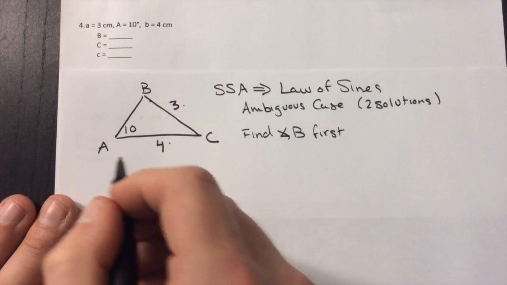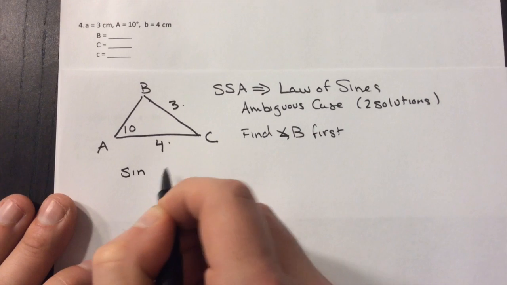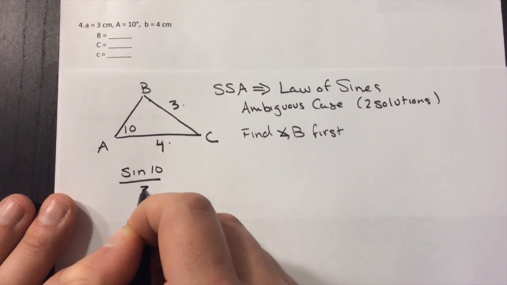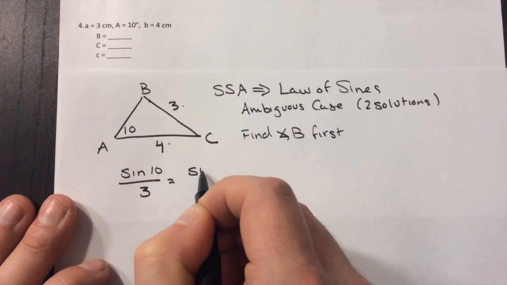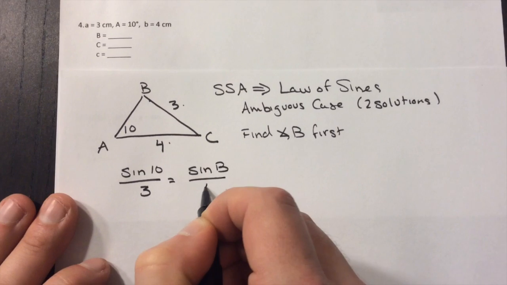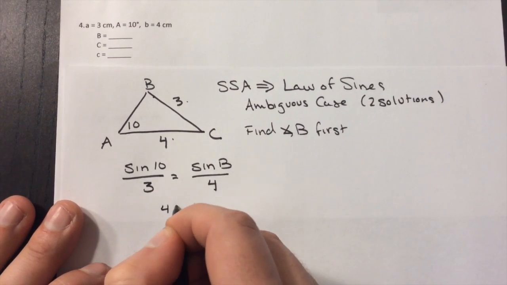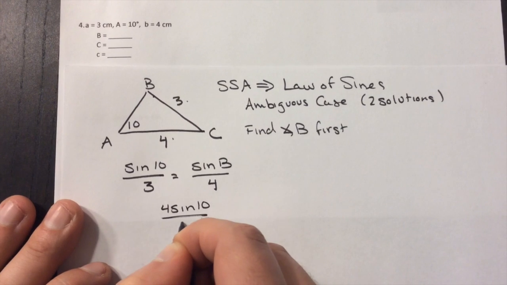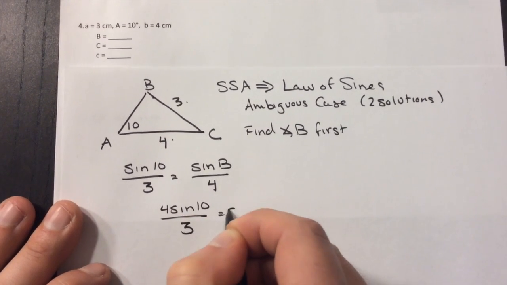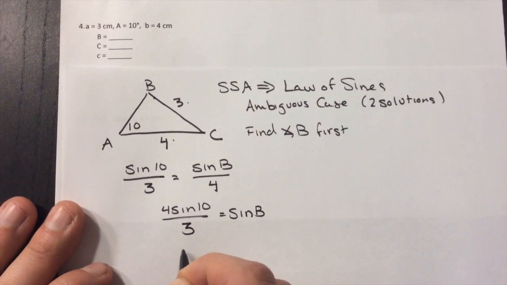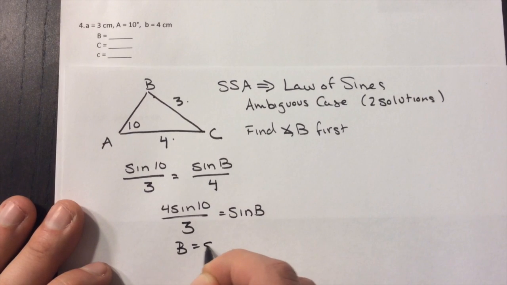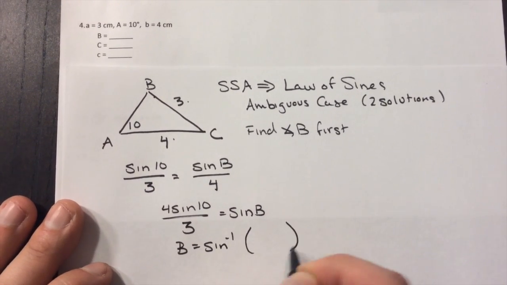Find angle B first. So I'm going to say the sine of 10 over 3 equals sine B over 4. To solve for this, multiply both sides by 4. So I get 4 sine 10 over 3 equals sine B. So B equals the inverse sine of that quantity.